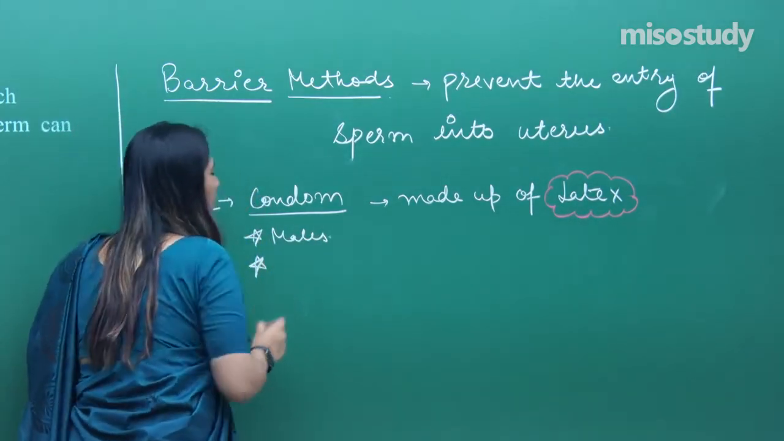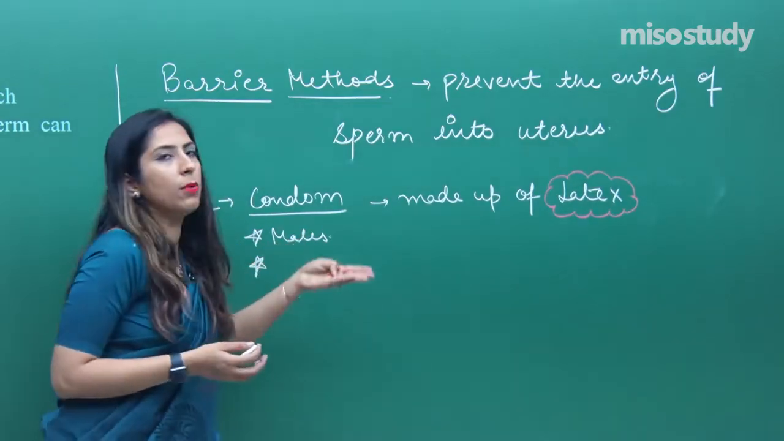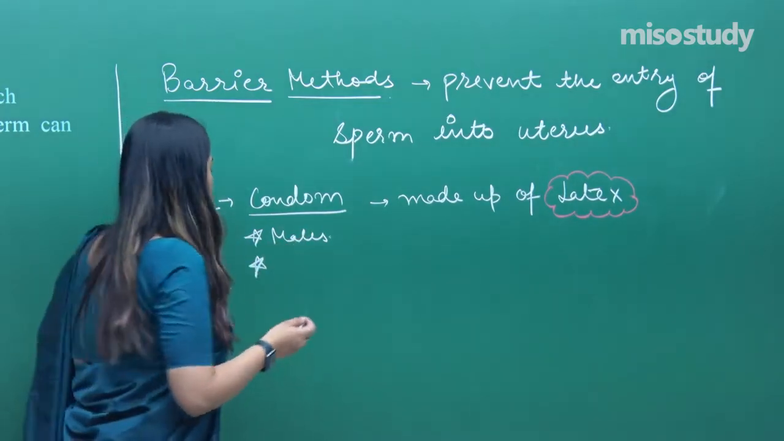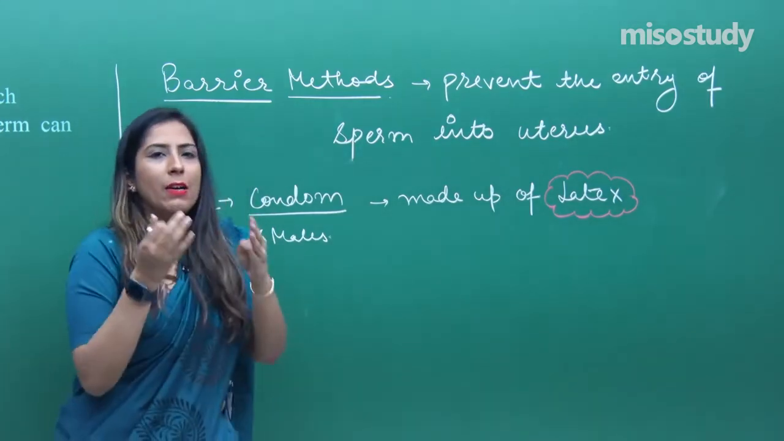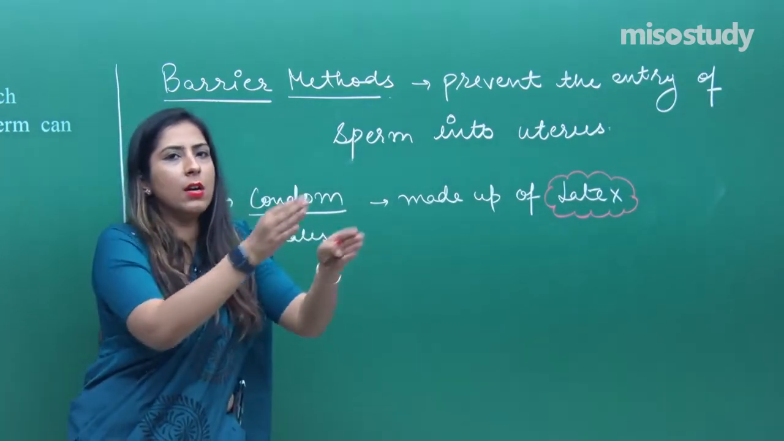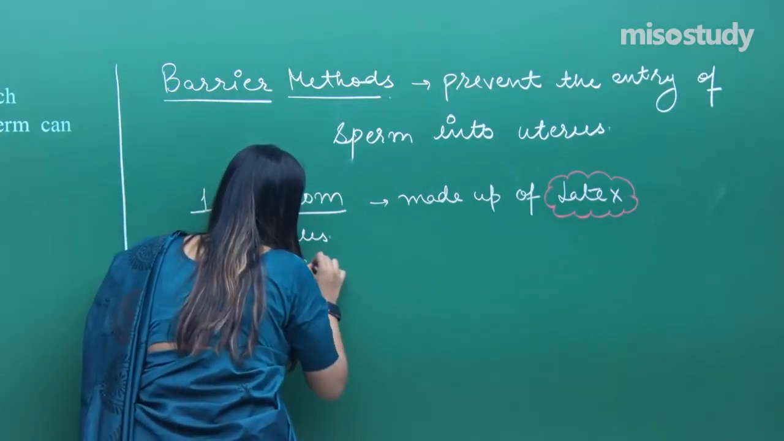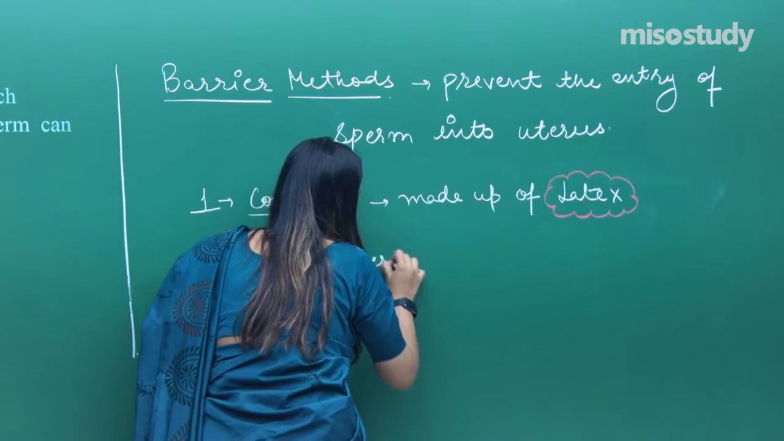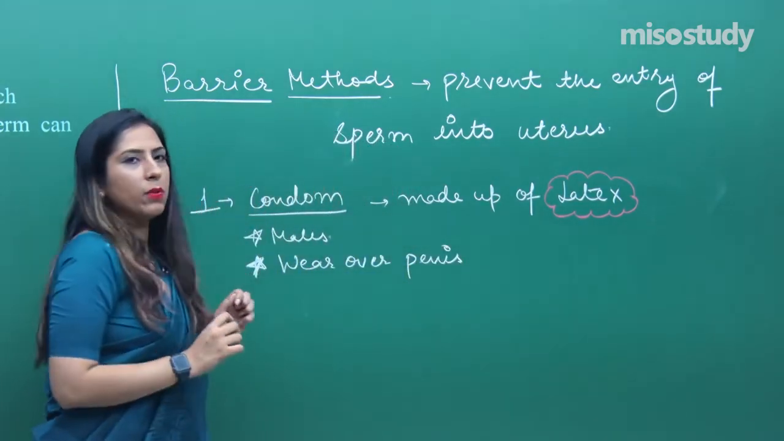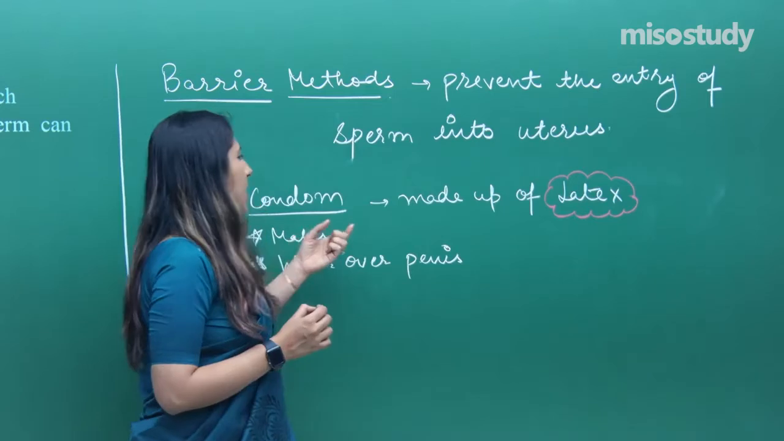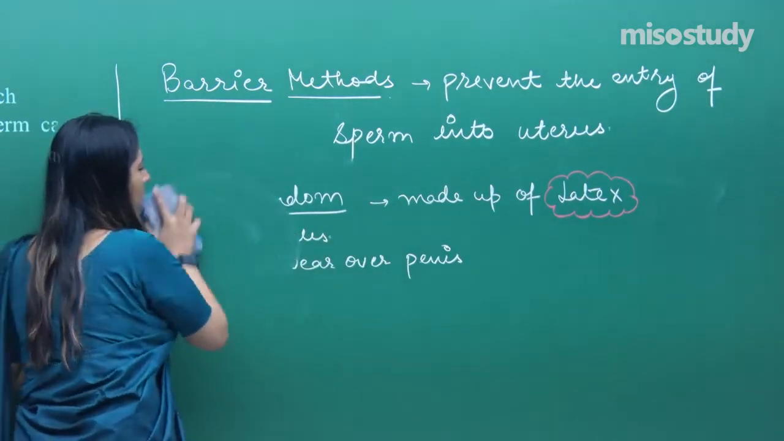A male wears this condom over the penis, so that the sperm will be deposited on the condom itself, and it is made up of latex. So, first we have already talked about the condom.